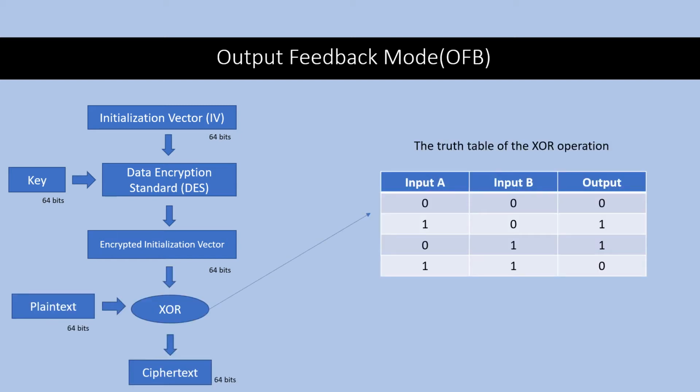Moving forward in the encryption process, the encrypted initialization vector will now perform an XOR operation with the plain text, which is in 64 bits as well, to produce ciphertext of 64 bits. In case you are wondering what the XOR operation looks like, you can refer to the truth table on your screen.